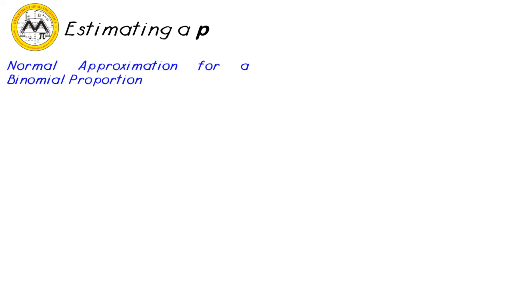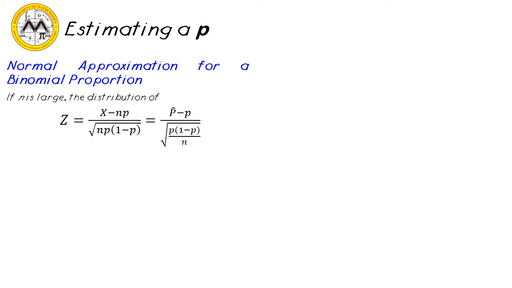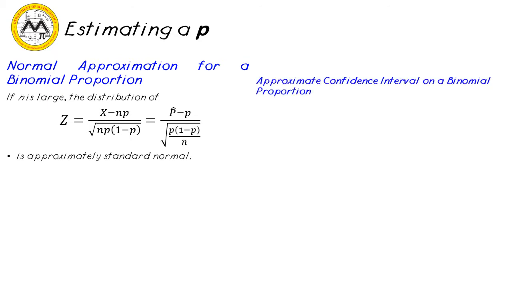Estimating the proportion p. To approximate the binomial proportion p, we're going to take note that the mean is np and the variance is np times 1 minus p. If we divide both numerator and denominator by n, it would be x over n minus p, all over the square root of np times 1 minus p, all over n squared. So that would become the square root of p times 1 minus p over n. This is approximately standard normal.